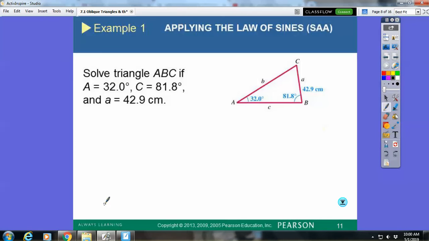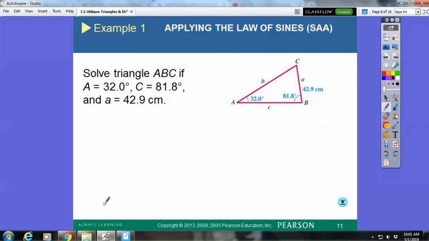So, solve triangle ABC. That means find all the angles and all the sides. If angle A is 32.0 degrees, angle C is 81.8 degrees, and side a is 42.9 centimeters. So reviewing for the final, how many significant digits are in this problem? Three. Since there's a decimal, you count the 0. So there are 3 significant digits in the problem, so we should answer with 3 significant digits.